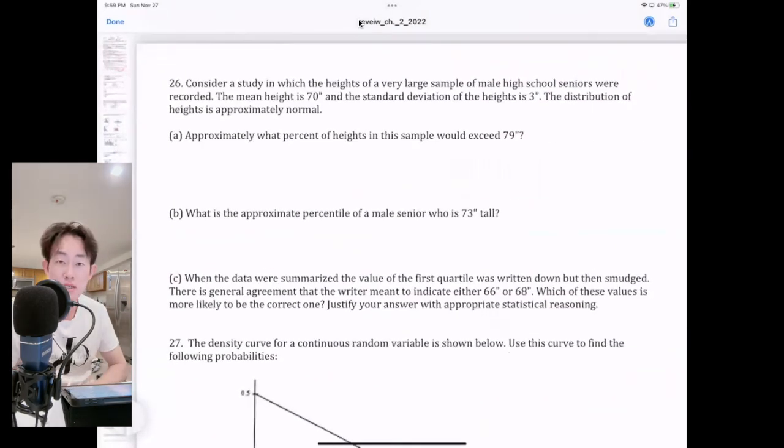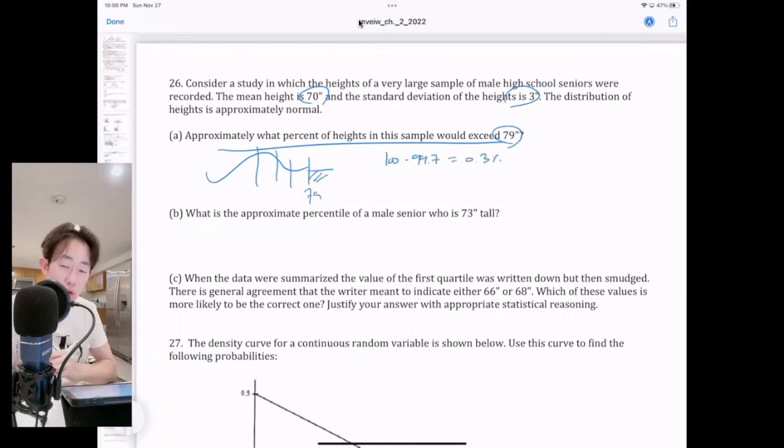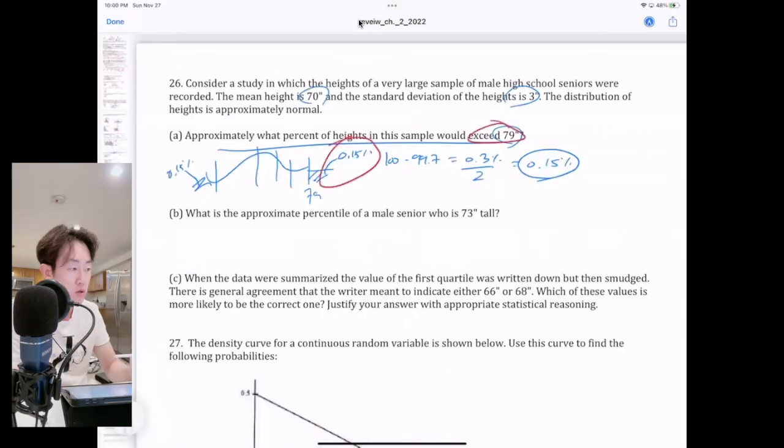Okay, so we'll do 26 for the open-ended. Consider a study in which the heights of a very large sample of male high school seniors. Okay, so we have a mean and the standard deviation. What percent of heights in the sample will exceed 79? So that's 1, 2, 3 standard deviations away, and we're looking at that. If you do the math correctly, 100 minus 99.7 gives you about 0.3%. That means 0.3% left or right. So you have to divide that by 2, which gives you about 0.15% for the highest and the lowest. But they only ask you for exceeding this, so you just have to write one of those down. I think you should be okay.